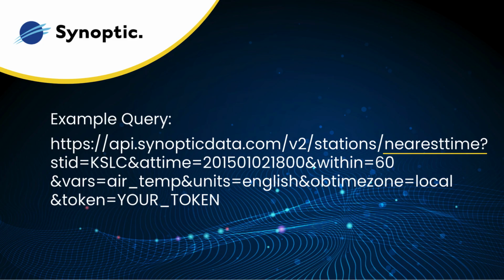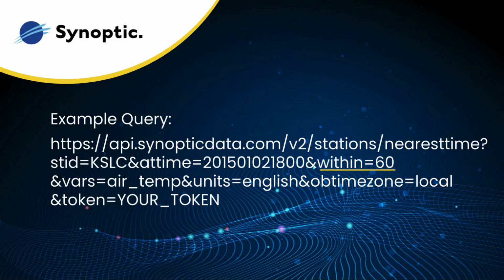In the example query shown, the station is KSLC, as listed under STID. There is also a new parameter, attime, which indicates the time we want the observation to be nearest to. In this case, January 2nd, 2015 at 6 p.m. The within parameter being set to 60 indicates we only want observations within 60 minutes before that target time.